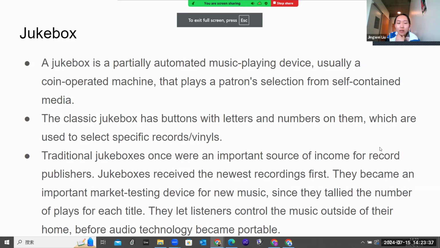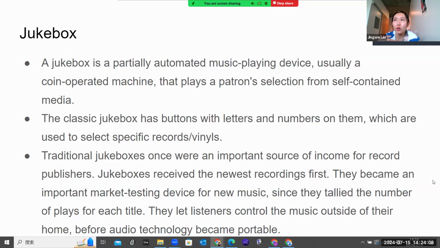Traditional jukeboxes once were an important source of income for record publishers. Jukeboxes received the newest recordings first. They became an important market testing device for new music, since they tallied the number of plays for each title. They let listeners control the music outside of their home before audio technology became portable, right?